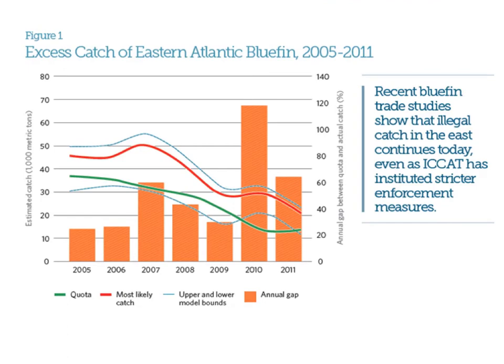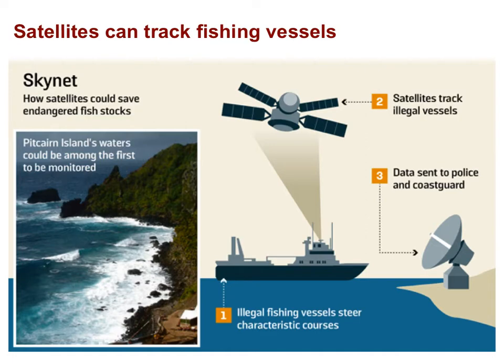In this graph showing data on the bluefin tuna, the green line displays the bluefin tuna quota in 1,000 metric tons per year. The red line indicates the most likely catch levels. Now, the orange bars represent the actual catch as a percent of the quota. Quotas are being exceeded because it's difficult to monitor the open ocean due to its vast size. Now, satellites can track fishing vessels to ensure legal fishing, but this requires satellite technology, and it's expensive.